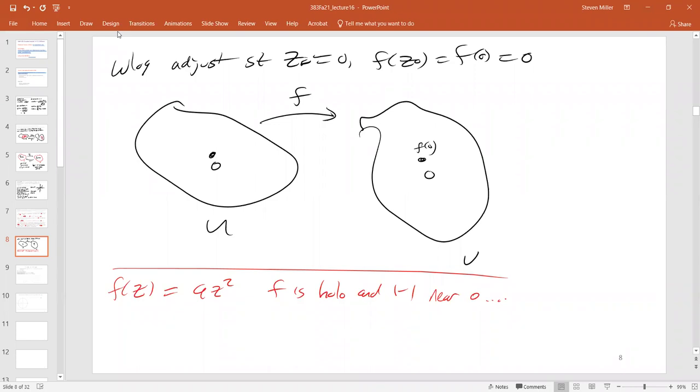Okay, what can you tell me? Do you think that this can be analytic? Yeah, it's just a z squared. All right, holomorphic isn't bad. Do you think it's one to one near zero? No, why not? Yeah, all the negatives. So for instance, if I take any positive small real number, both a positive number and a negative number will square to it. So clearly not one to one.